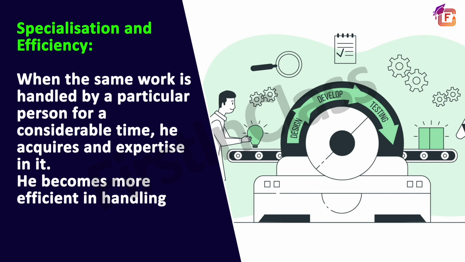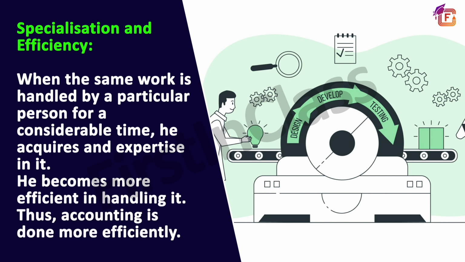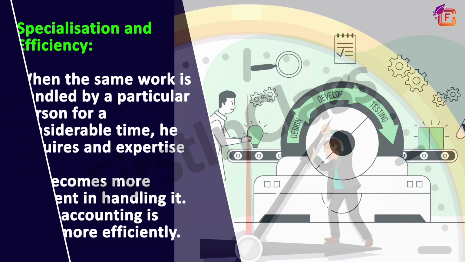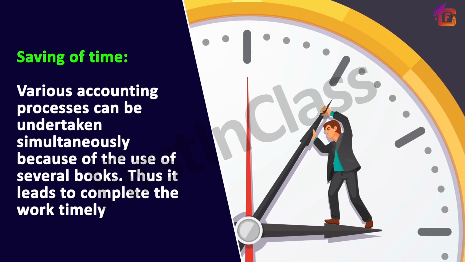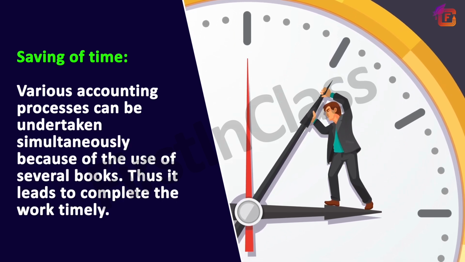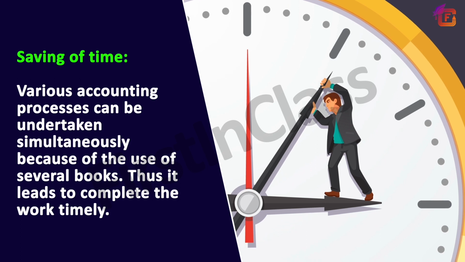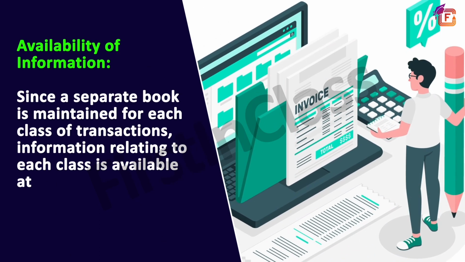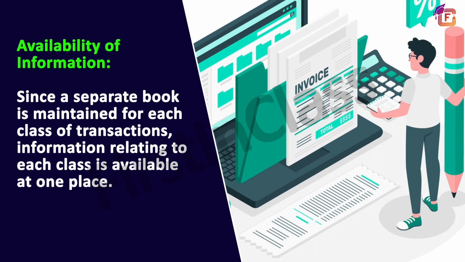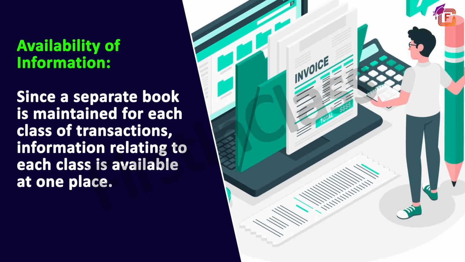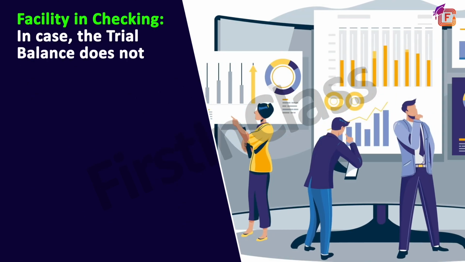Specialization and efficiency. When the same work is handled by a particular person for a considerable time, he acquires expertise in it. He becomes more efficient in handling it. Thus, accounting is done more efficiently. Saving of time. Various accounting processes can be undertaken simultaneously because of the use of the several books. Thus, it leads to completing the work timely. Availability of information. Since a separate book is maintained for each class of transactions, information relating to each class is available at one place.